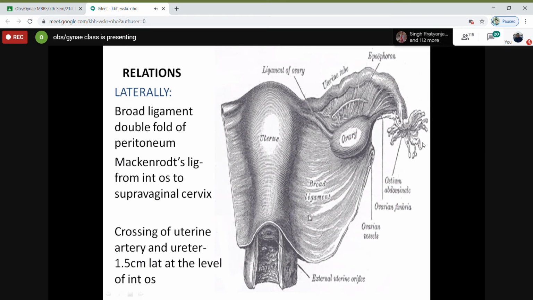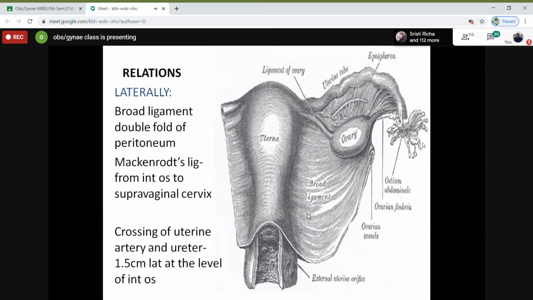So you might injure the uterine artery or the ureter at this point. When you are clamping for the uterine artery, when you have to apply clamps during hysterectomy, we might injure the ureter, which is lying very close to the uterus, 1.5 centimeters lateral at the level of the internal os. This relation is also known as water under the bridge.